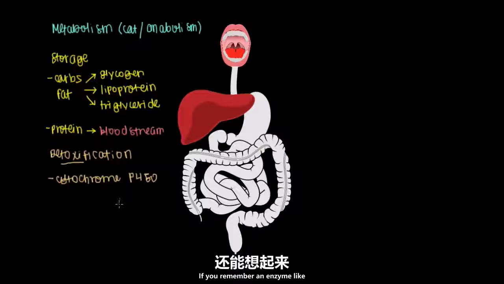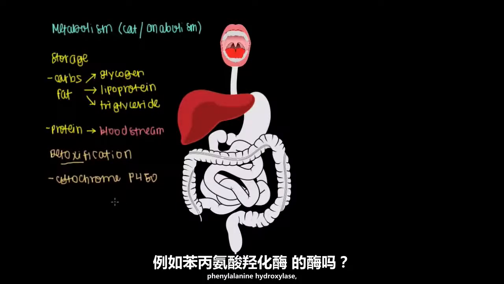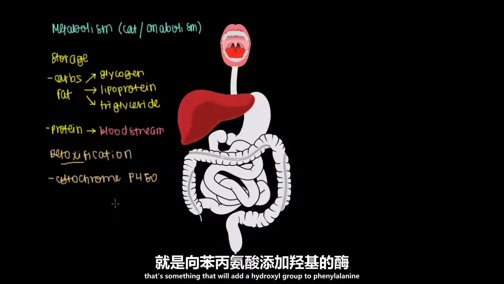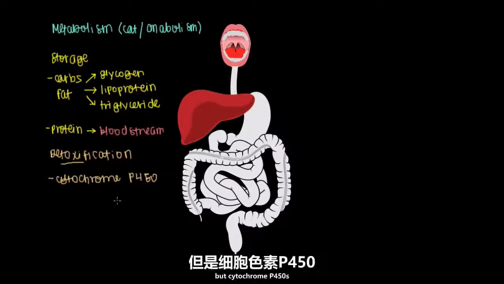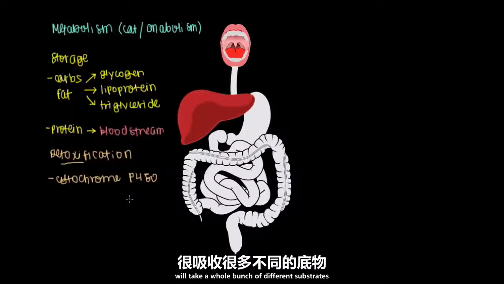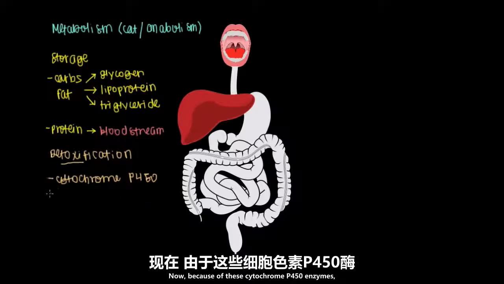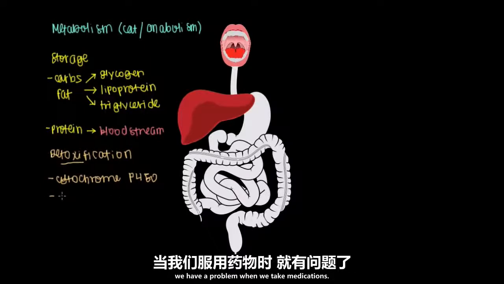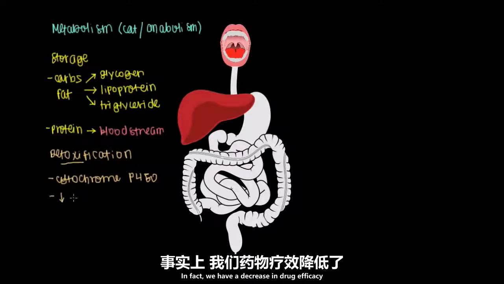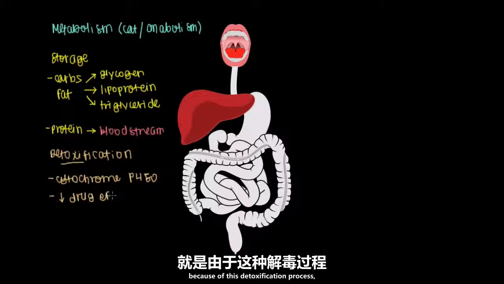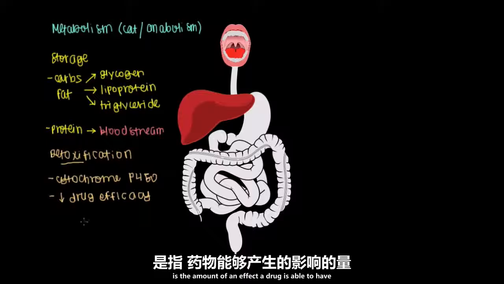If you remember an enzyme like phenylalanine hydroxylase, that's something that'll add a hydroxyl group to phenylalanine, and only phenylalanine. But cytochrome P450s will take a whole bunch of different substrates and react with them. That's something that's pretty unique to this class of enzymes. Now, because of these cytochrome P450 enzymes, we have a problem when we take medications. In fact, we have a decrease in drug efficacy because of this detoxification process. And what we mean by drug efficacy is the amount of an effect a drug is able to have.